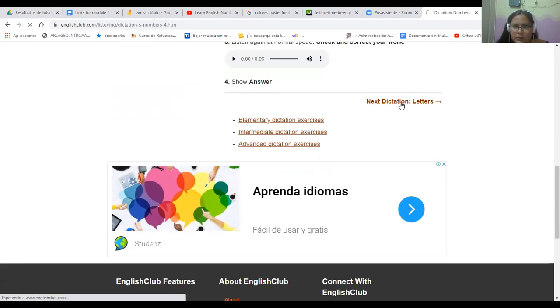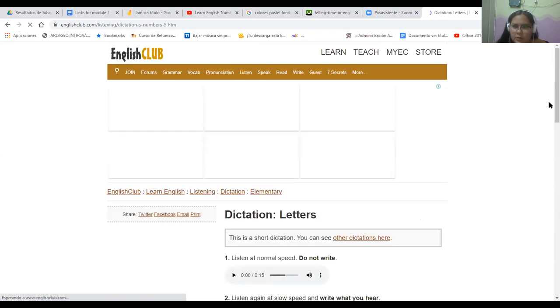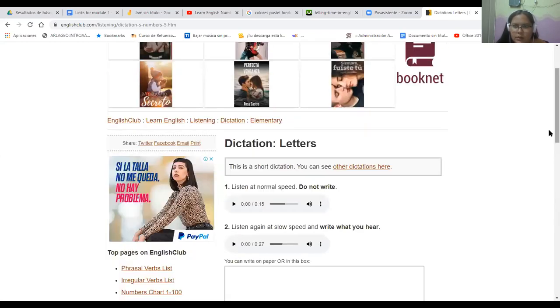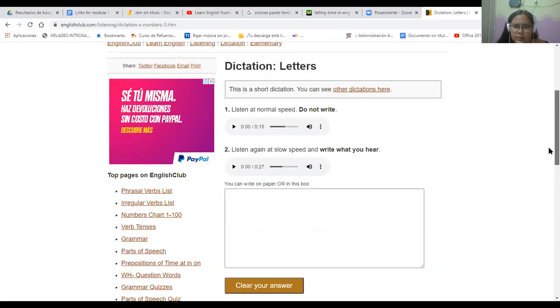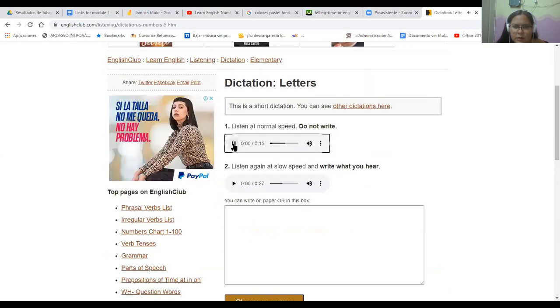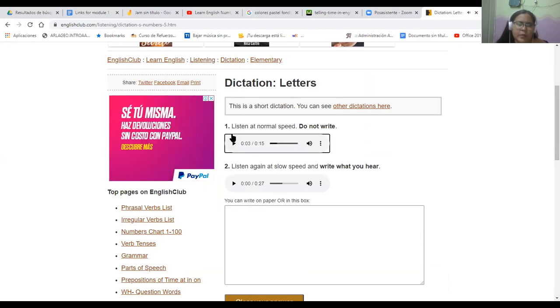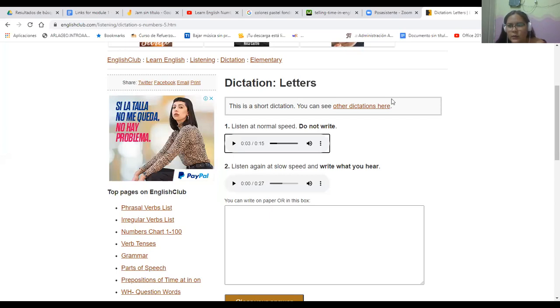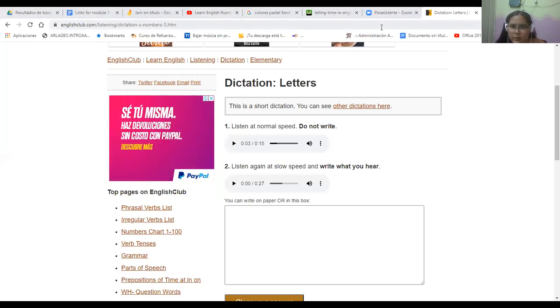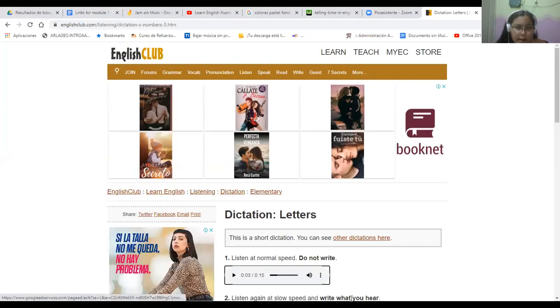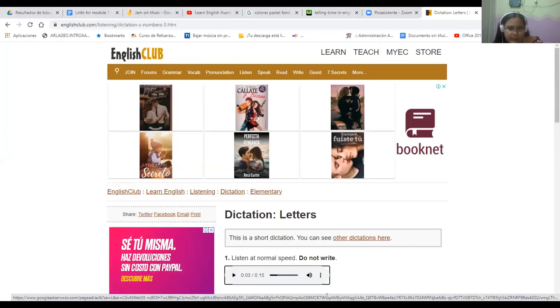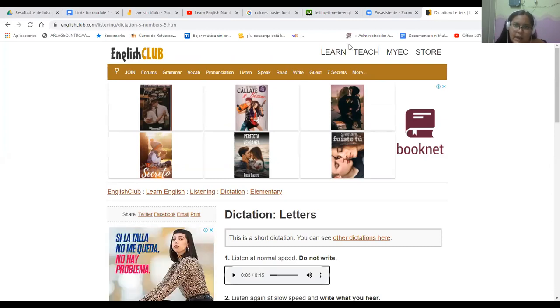Oh, this one is about letters. Okay, no, let's omit this one because this one is different. My license plate is B2. Okay, no, we're going to finish on that. So she is talking about numbers, right? This activity was to practice numbers. Why are we studying numbers? We are studying numbers because to talk about the time, we need to know the numbers.